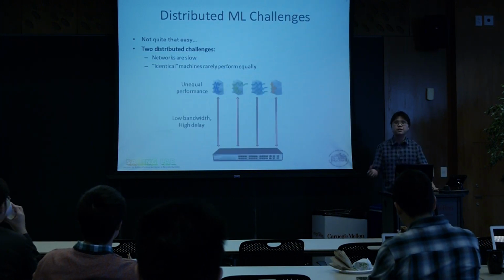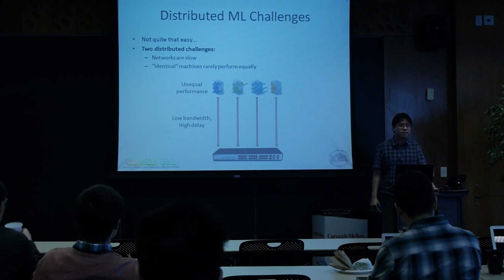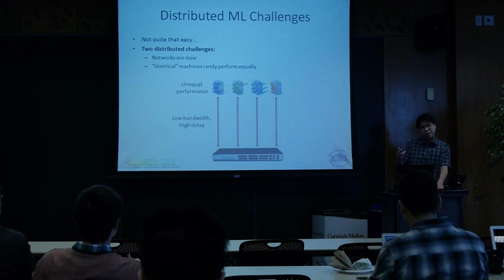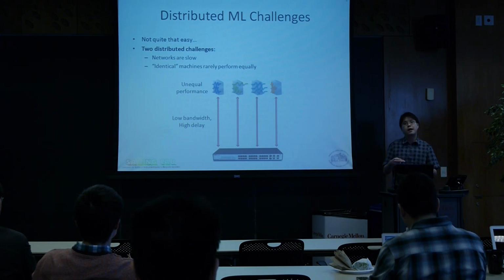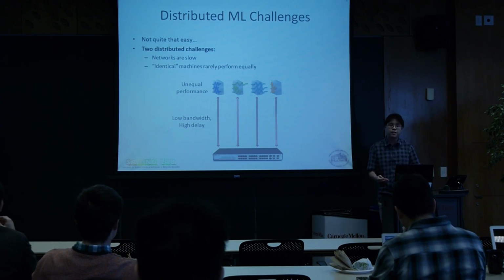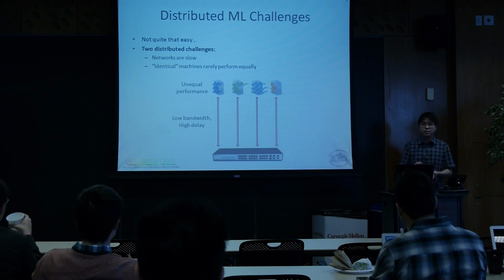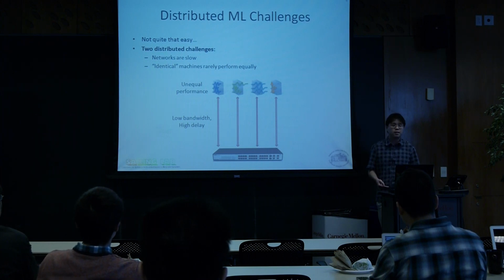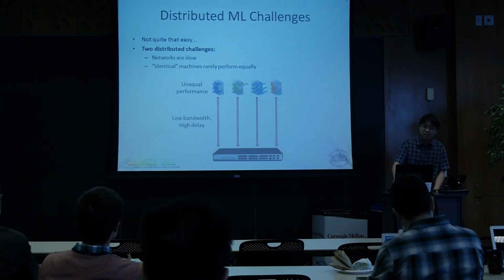So what actually happens in a distributed setting? There's two challenges that, I won't say they're not present on a single machine, but they are, in some sense, far more severe than you would normally think about. For one, networks are slow, much slower than the CPU to memory interface in a single machine. And then, furthermore, identical machines in a large cluster rarely perform equally. What do I mean by that?